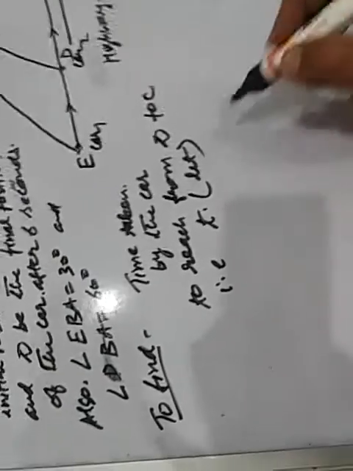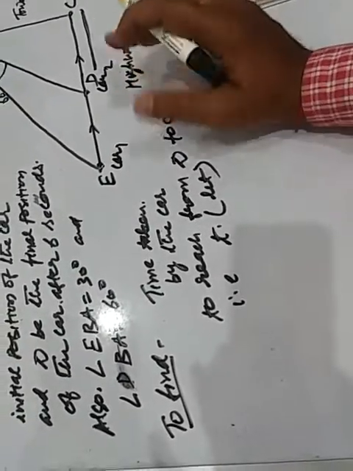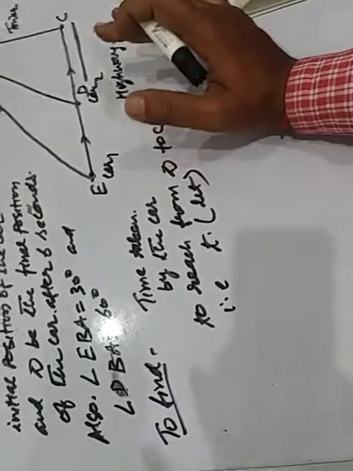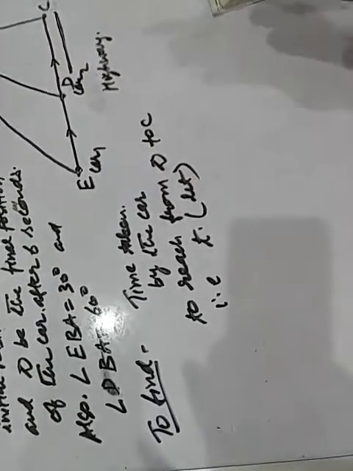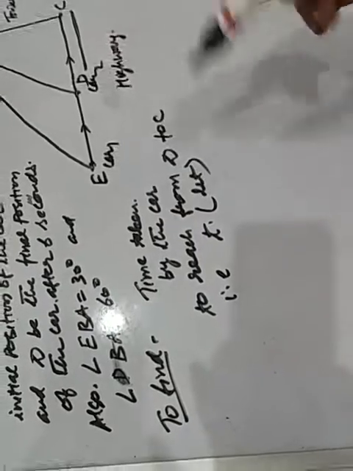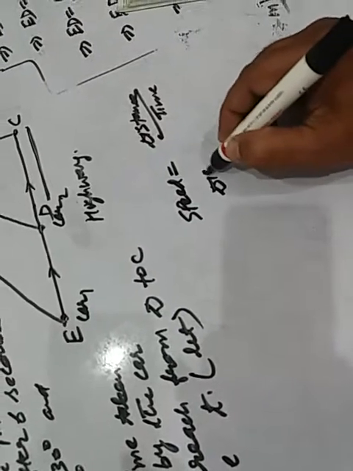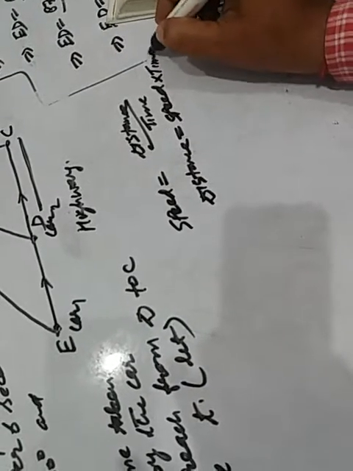Now see children, this is height and distance. We have to deal with height and distance. Here heights and distances are not directly given, so we have to convert it. Clear? What is our formula? Speed equal to distance upon time. So distance equal to speed into time. That is, distance equal to speed into time.